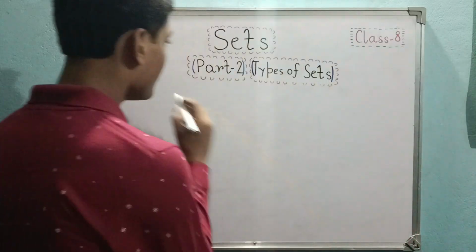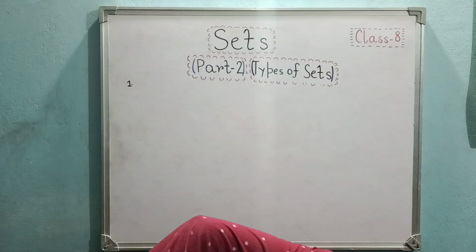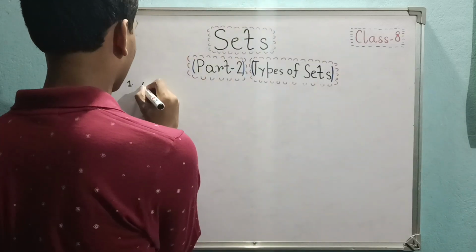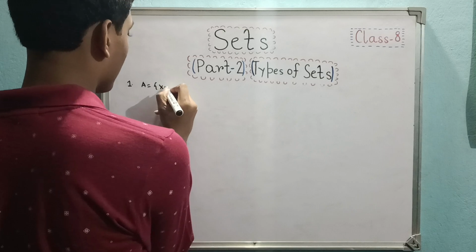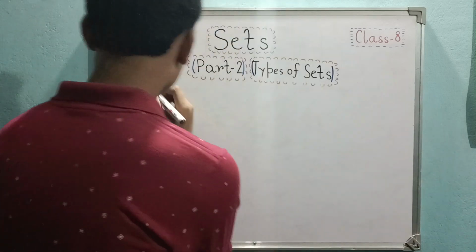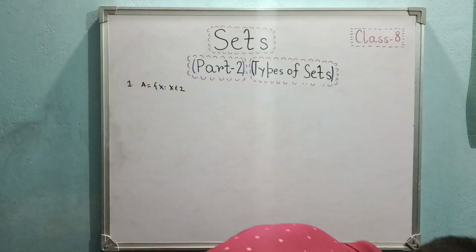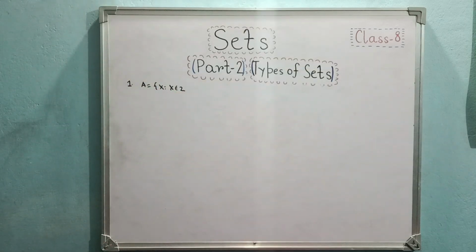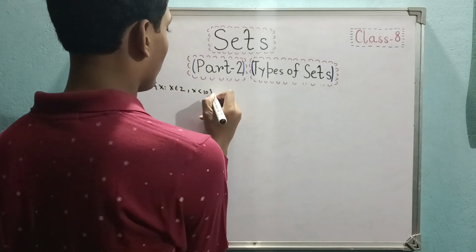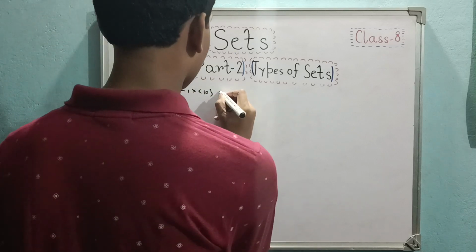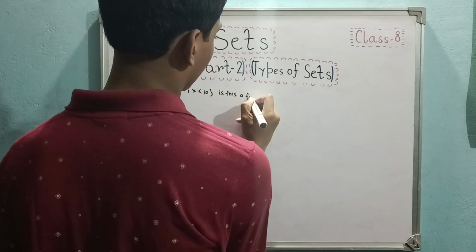First one, let me write a question for you. Question 1. A set is given. We know how to convert from set builder to roster, we have learned in the previous video. So this means what? x belongs to integers, right? And what is given? x is less than 10. We have to know, is this a finite or infinite set?